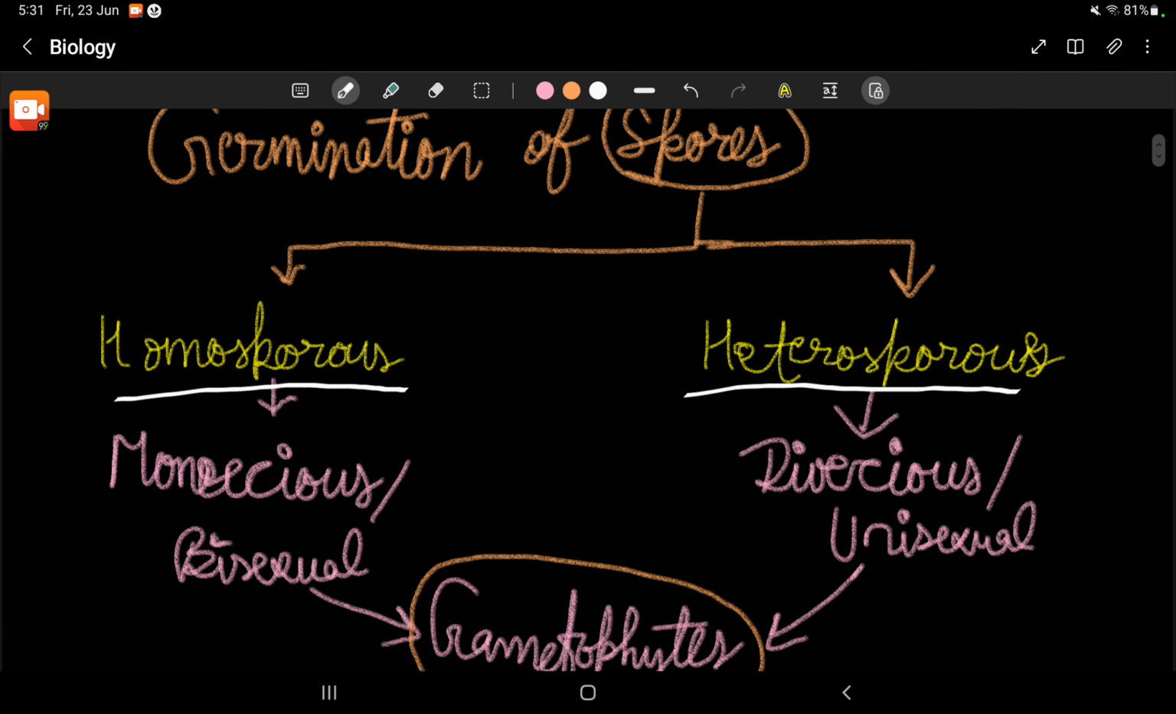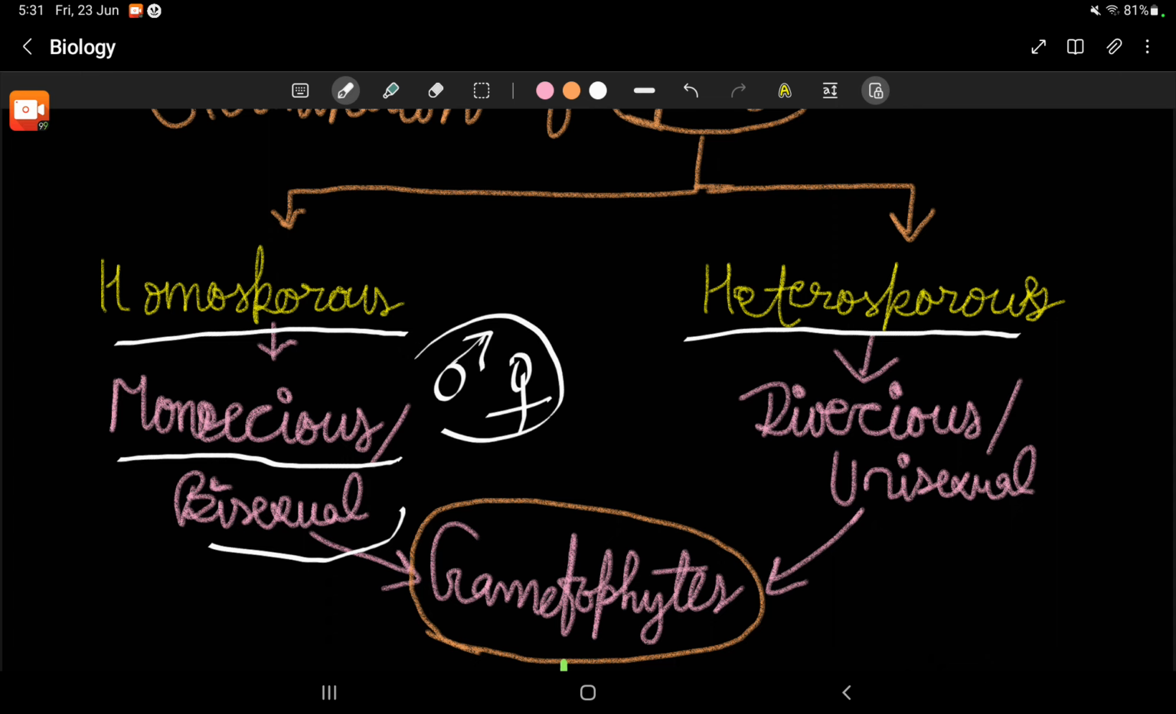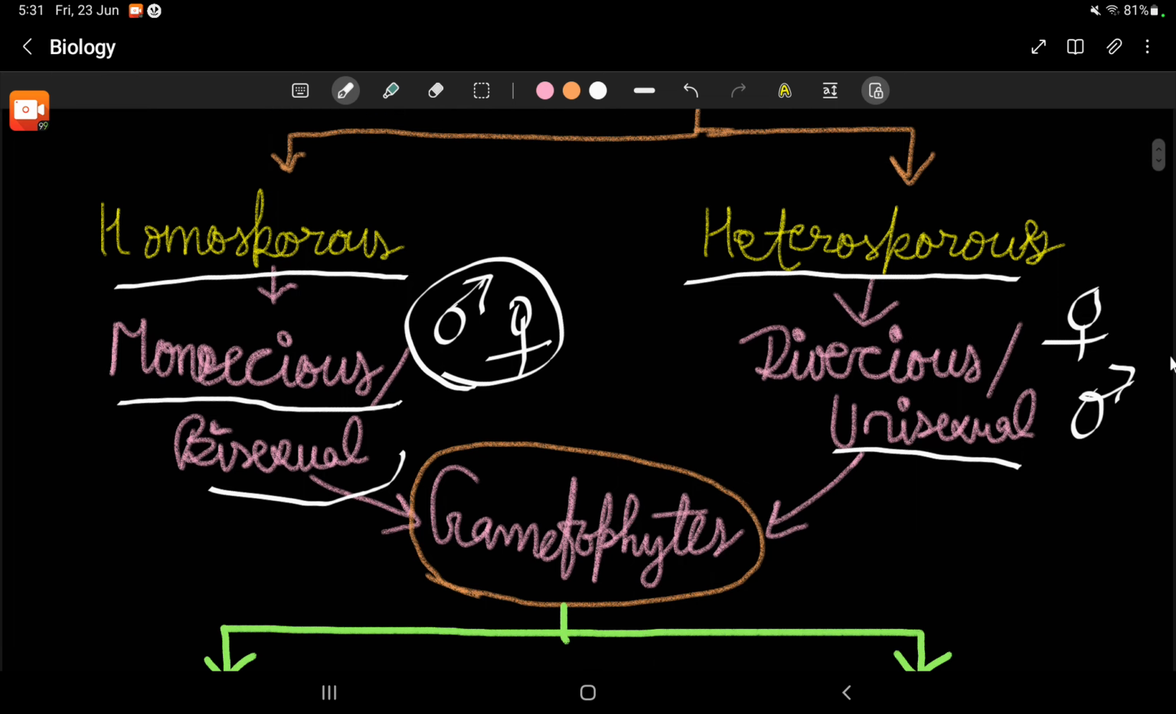Many questions are asked: homospores give rise to which type of gametophyte? The gametophyte formed by homospores is monoecious, with both male and female organs attached on the same thallus. Heterosporous plants give unisexual gametophytes, where the male gametophyte is different and the female is different. So this is a very famous question.